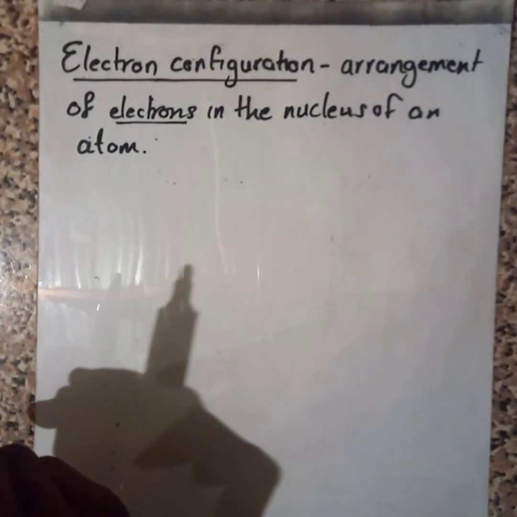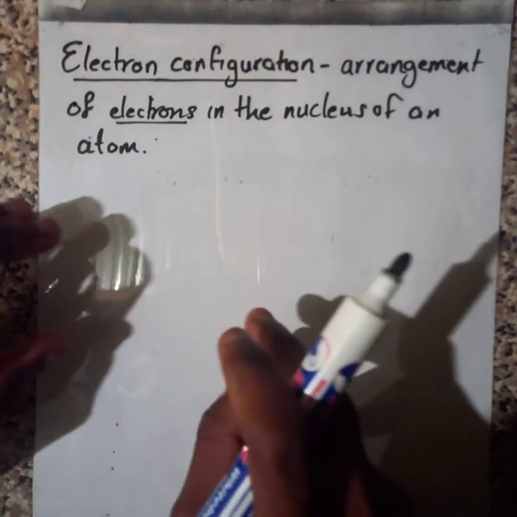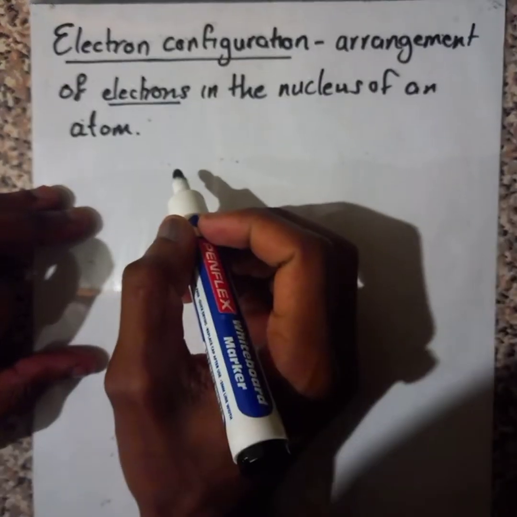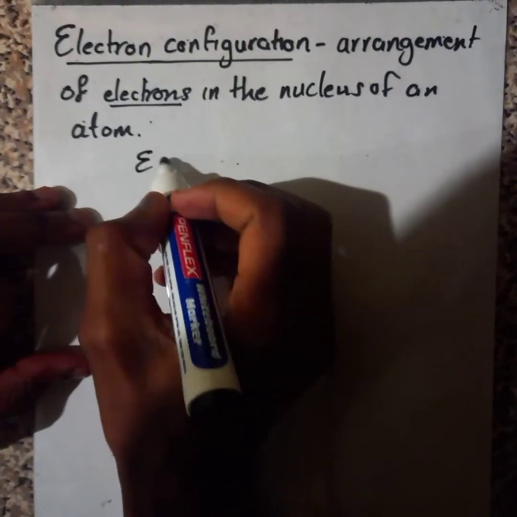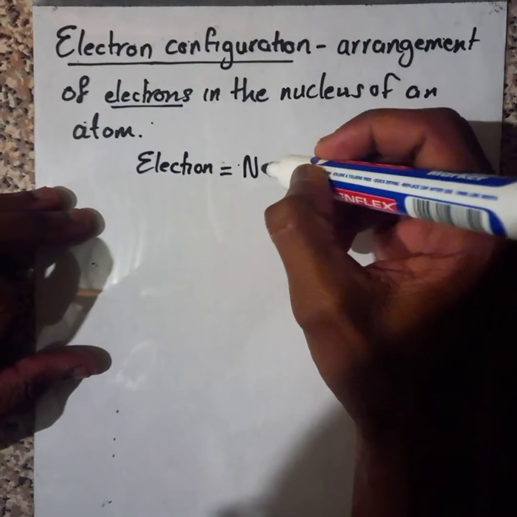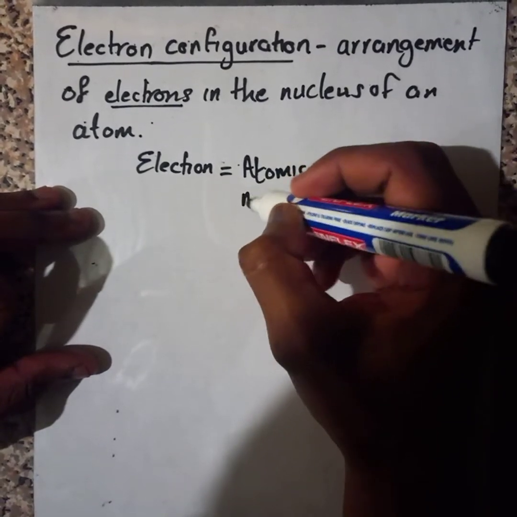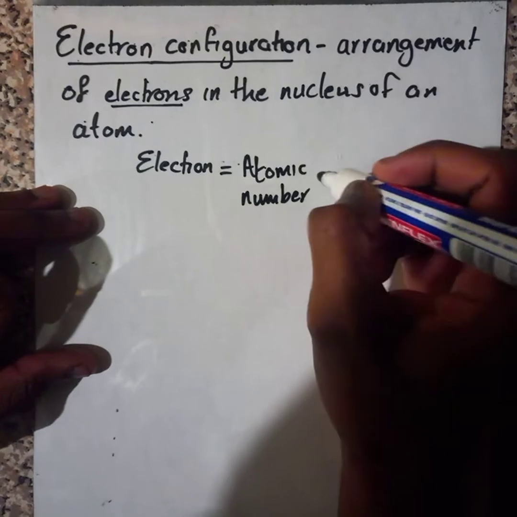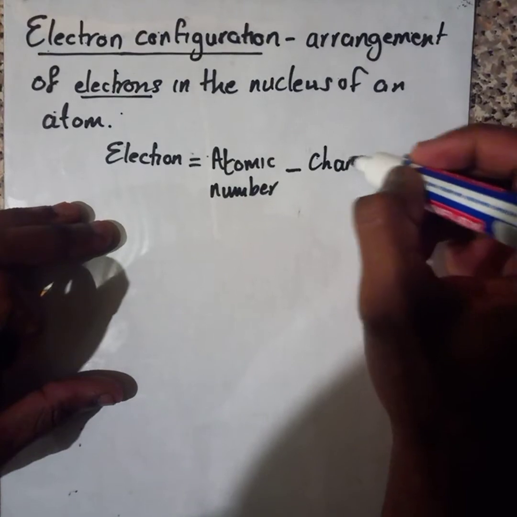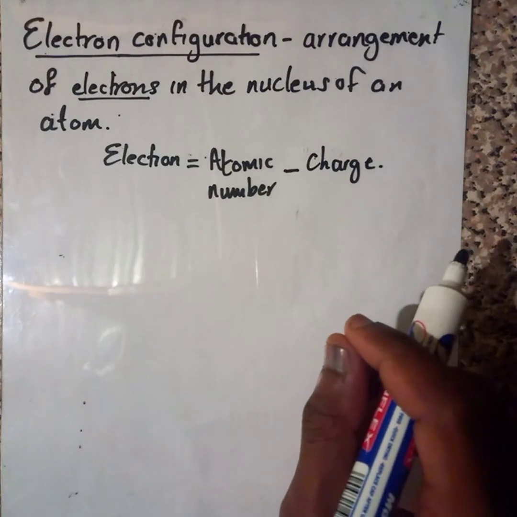If I can even continue with this topic, firstly, we must know how to calculate the number of electrons. We use this formula, which is electrons is equal to atomic number, subtract what? A charge. We use this formula to calculate the number of electrons.